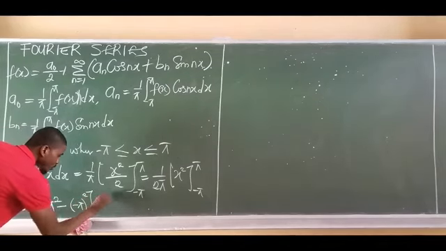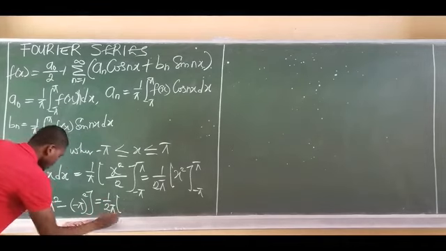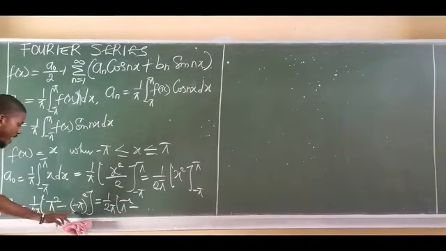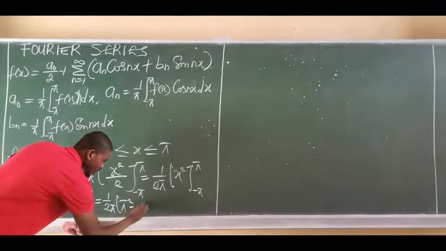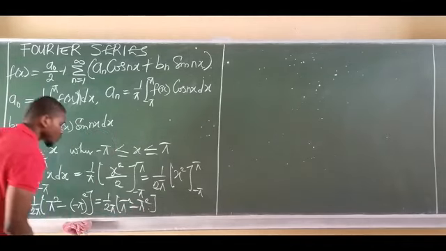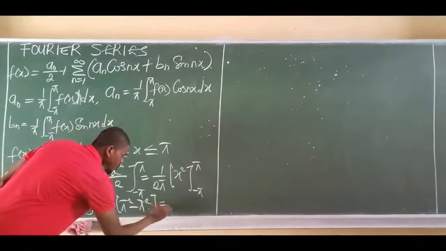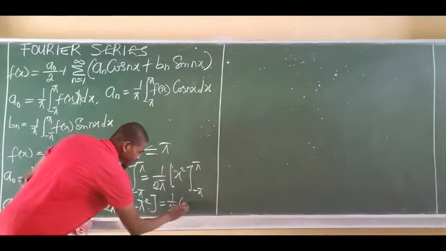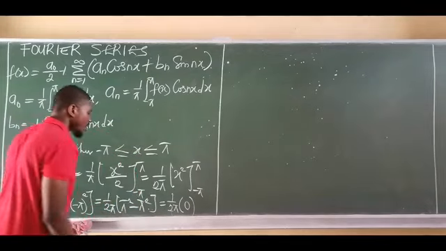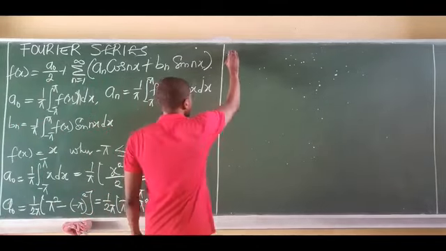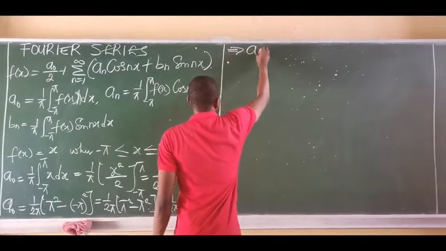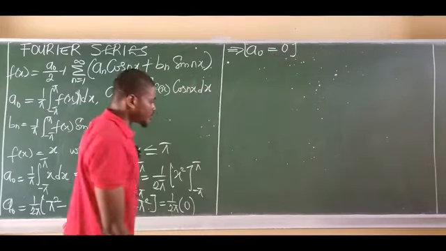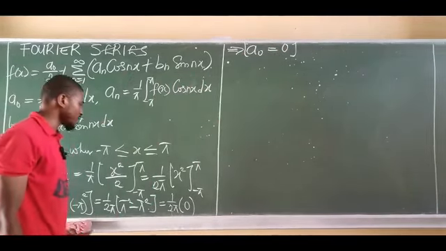This is now equal to 1/(2π) times (π² minus π²), where the minus times the squared negative gives the same π². So π² minus π² is simply 0. Now 1/(2π) multiplied by 0 simply tells us that a₀ is equal to 0. Alright, so that's how you find your Fourier constant a₀.